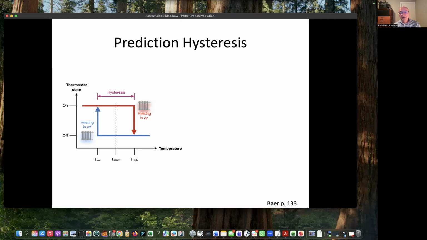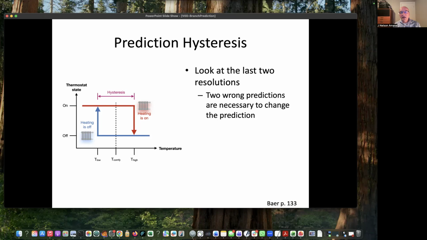We use the same thing for branches. Instead of looking at the last branch only, we look at the last two branch resolutions. And the idea is that I have to make two wrong predictions before I actually change my mind, so to change my prediction. And the idea is motivated by wrong predictions at the end of inner loops in programs.